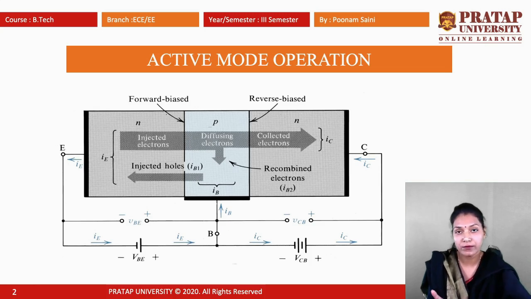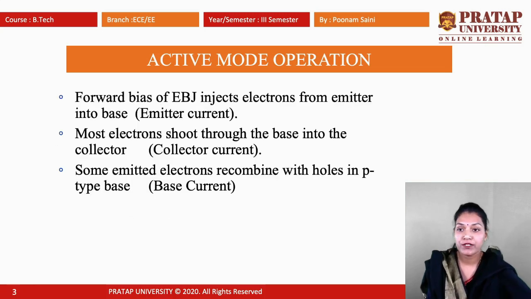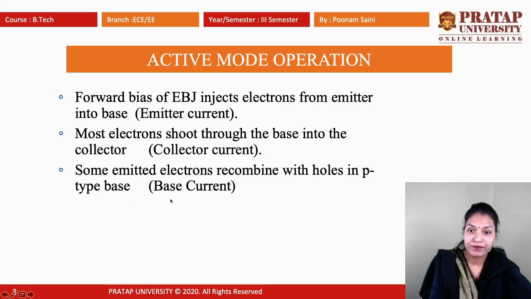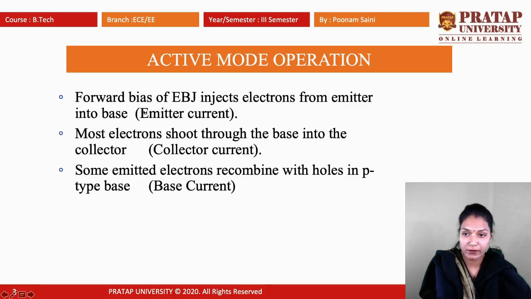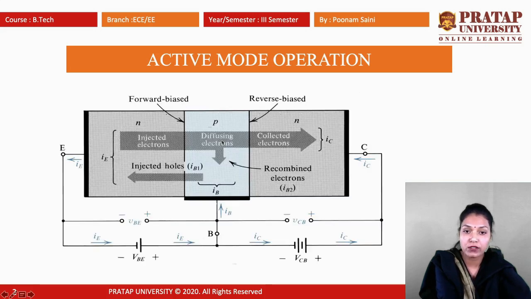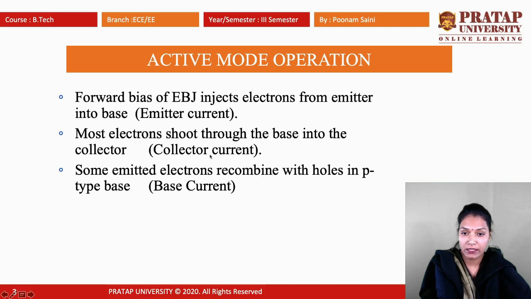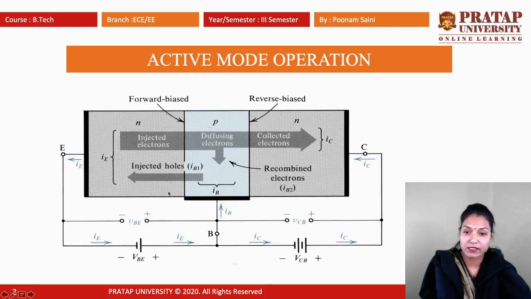The reverse of this, PNP, has the same operation. In the active mode, forward bias of the EBJ injects electrons from the emitter into the base. This is called the emitter current, and most electrons shoot through the base into the collector. This is the collector current. Some emitted electrons recombine with holes in the p-type base, and that is the base current. So this is the injected electrons, this is the collected electrons, and this is the recombined electrons.